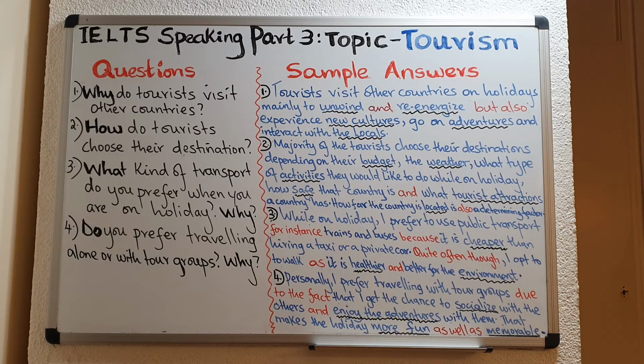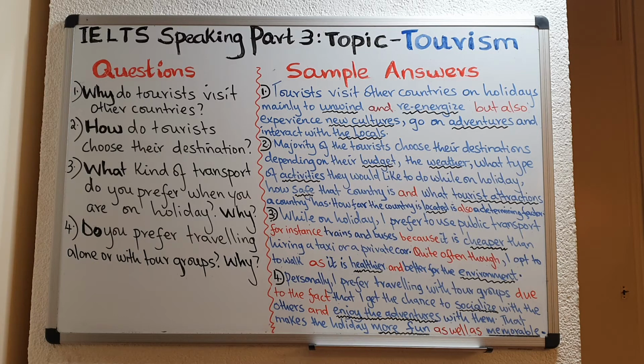If you enjoy walking in nature, then you want to make sure that you go to a country where there are a lot of natural reserves for you to enjoy. The other factor is how safe a country is. Tourists choose their destination depending on the safety of a country. How safe is it? And also they consider what tourist attractions are there in a country.